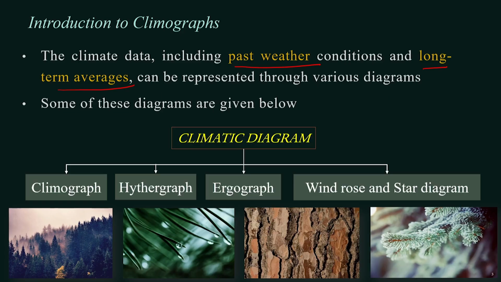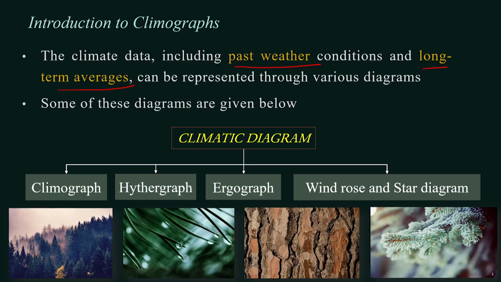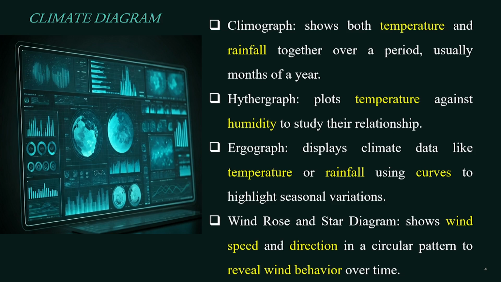There are five standard types of diagrams used in cartography to represent climate data. The first one is the climograph, then the hydrograph, then the ergograph, then windroses and star diagrams. So, what are climographs? Climographs represent both temperature and rainfall together over a period of time, usually for the months of the year.